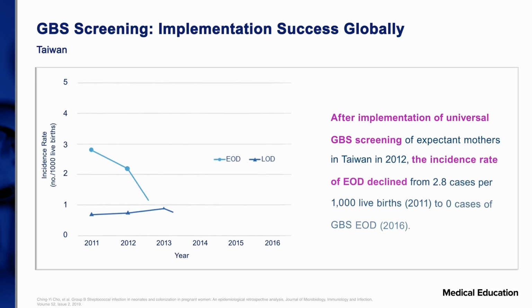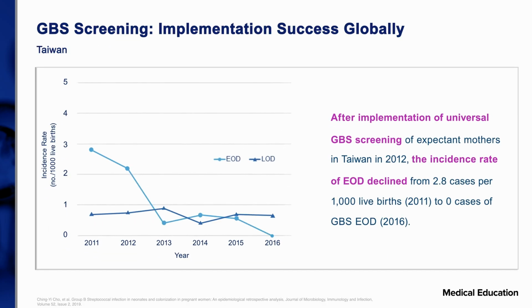This has also played out in other places globally. Another example is Taiwan. Taiwan in 2012 initiated maternal GBS screening, and they had a very high rate at 2.8 cases per 1,000 live births. And after implementation, they saw a drastic drop, and in fact by 2016 dropped to 0 cases of early onset disease. So again, an enormous success story.